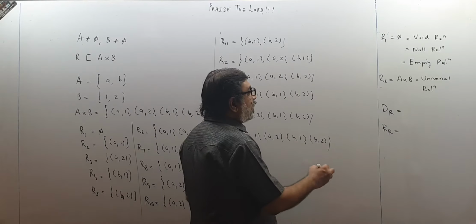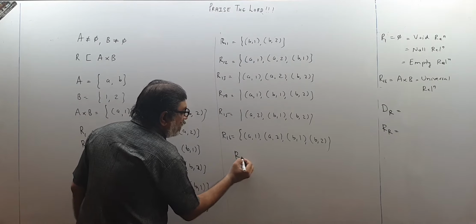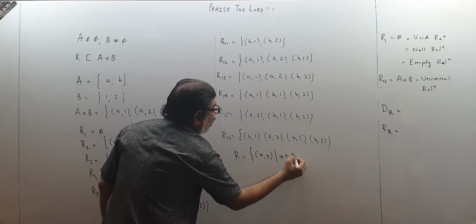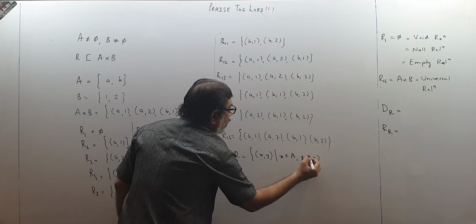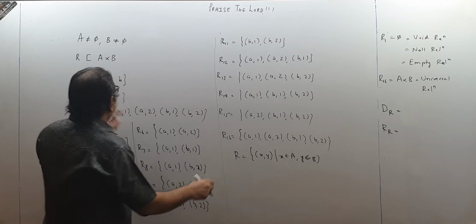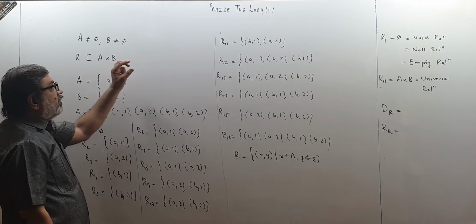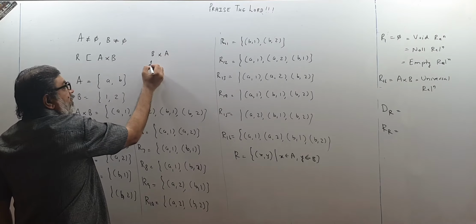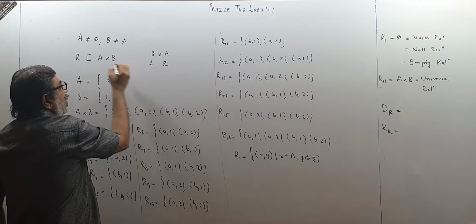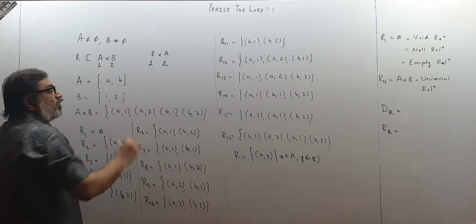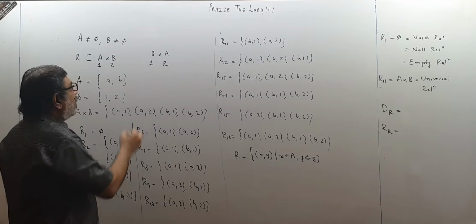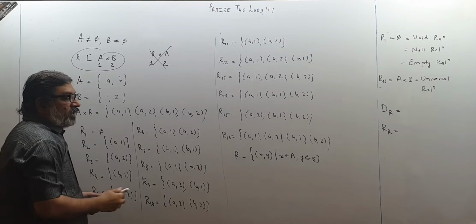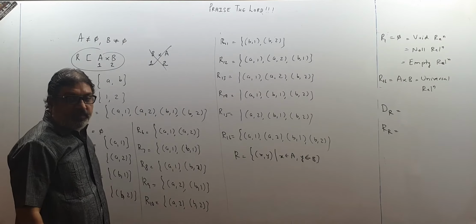So if any ordered pair R is there, R contains xy such that x belongs to A and y belongs to B. First will always come from A and second will come from B. If it is B cross A, if supposing I would have B cross A, then first element will come from B, second will come from A. Here first will come from A, second will come from B. Think like this. Right now we are talking of this A cross B. We are not talking of this. So first element will come from A, second will come from B.